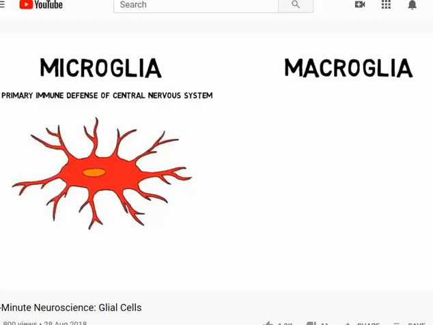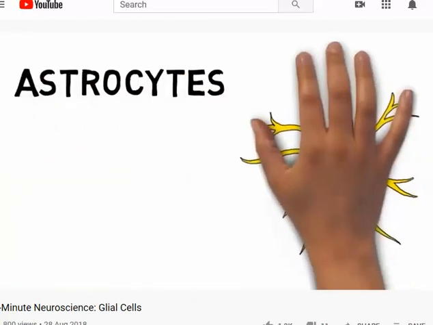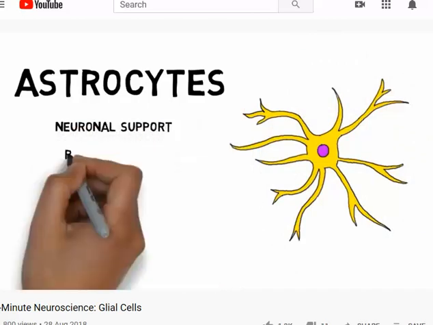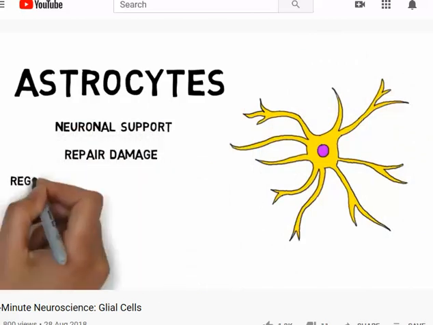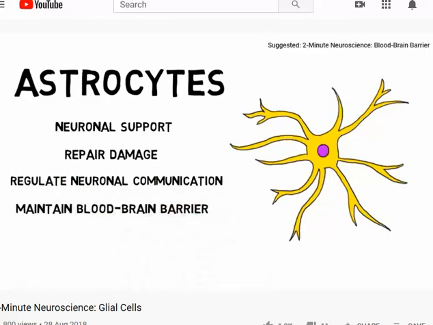The rest of the glial cells I'll discuss are considered macroglia. Astrocytes are star-shaped glial cells with many functions, which include providing nutrient support to neurons, helping repair damaged nervous system tissue, regulating communication between neurons, and maintaining the blood-brain barrier, which keeps potentially toxic substances in the blood from entering the brain.